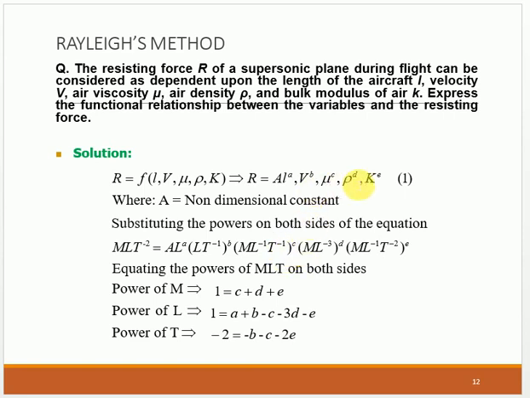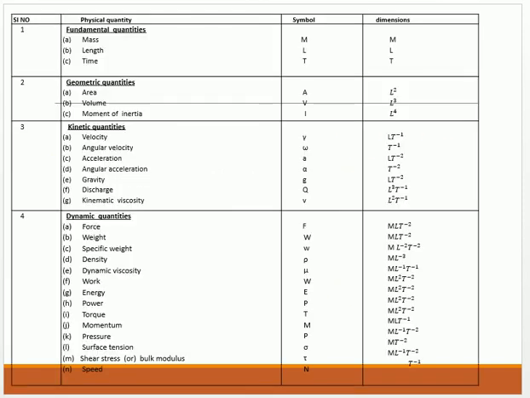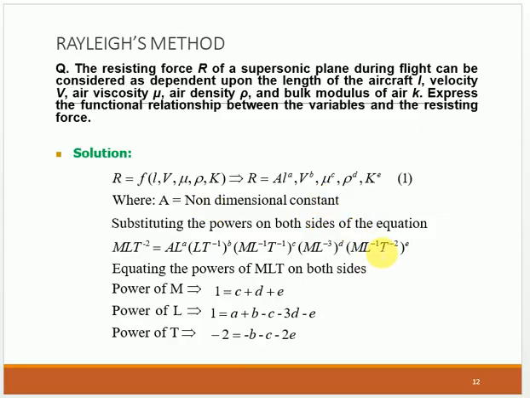Next, rho is a mass density, kilogram per meter cube. So kilogram is mass M, and meter cube is in terms of length, so L power minus 3, because the denominator goes to the numerator, so minus 3. So M L power minus 3 to the power d, arbitrary constants. Next, K is a bulk modulus. The bulk modulus will be M L power minus 1 T power minus 2 to the power e.